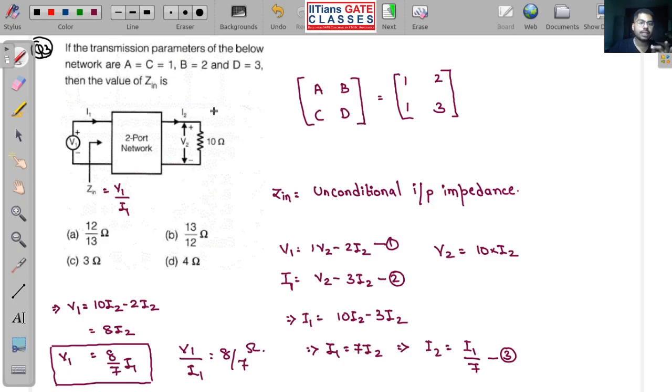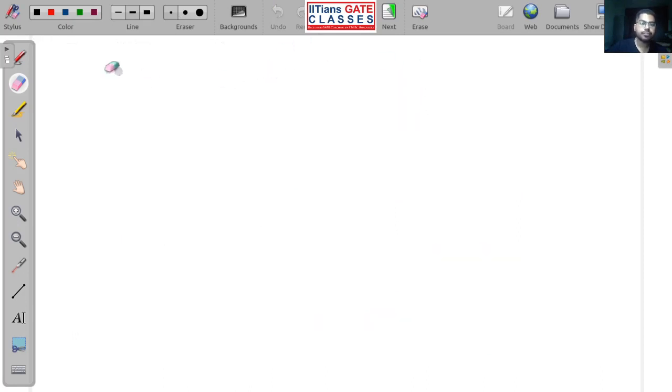And previously I told you what? Current going inside the port. So it is like this. So this ABCD parameter has to be like this, or what? Either I make the changes here, or if I don't want to make the changes here, then, okay, what I am going to do, I will first explain you.